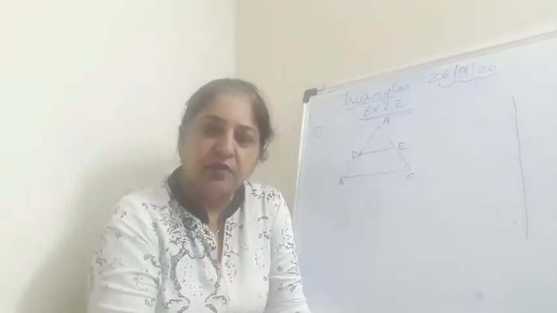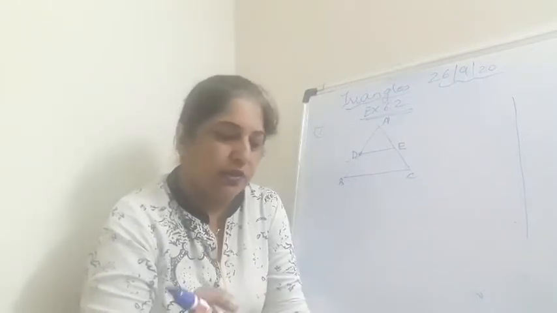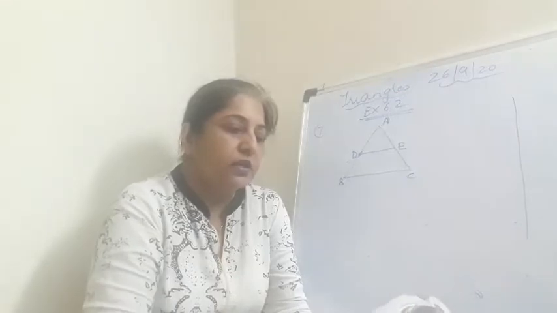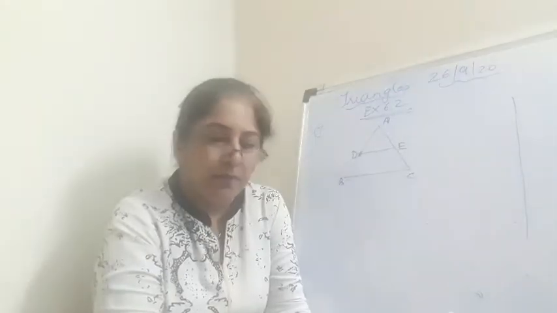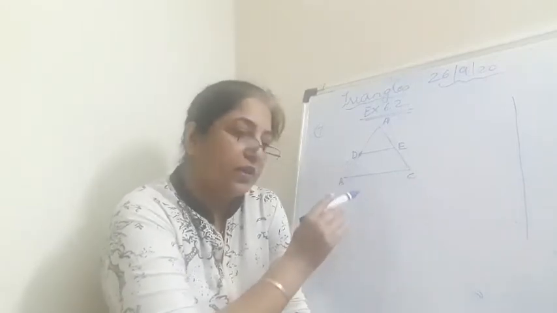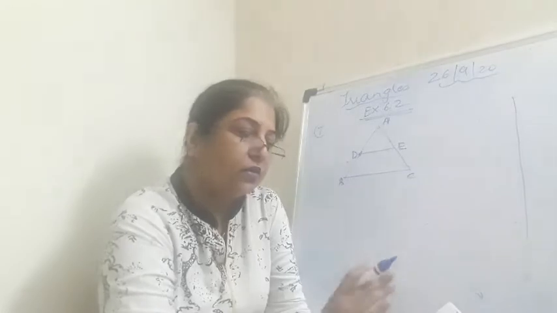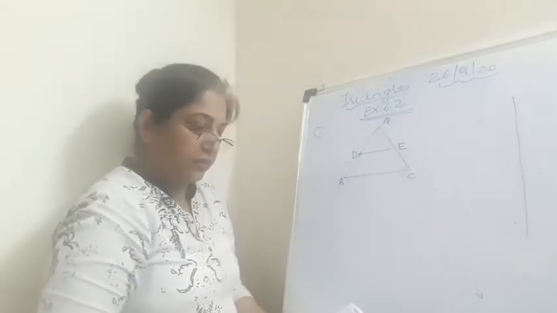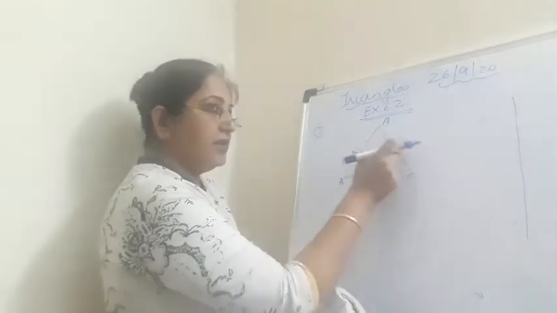And similarly, we have a theorem which is the converse of the BPT. What is BPT? Basic proportionality theorem. Now coming to question number 7, it says: using theorem 6.1, that is the basic proportionality theorem, prove that a line drawn through the midpoint of one side of a triangle parallel to another side bisects the third side.